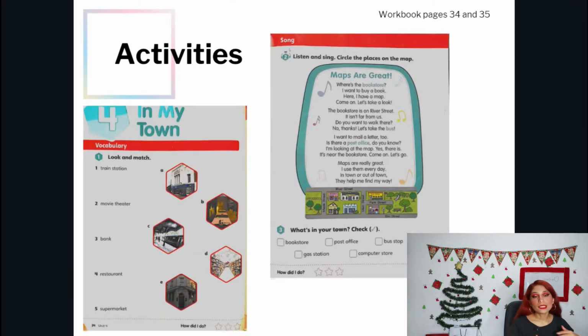Now, first of all, we are going to review the activities that we did yesterday, as always. We started by doing a review of the vocabulary from this unit, Unit number 4, called In My Town, and we are learning about places that we can visit in the city, such as church, train station, gas station, movie theater, bank, restaurant, supermarket, and then we know that there are some others. We did the activities from pages 34 and 35 from the workbook, of course.